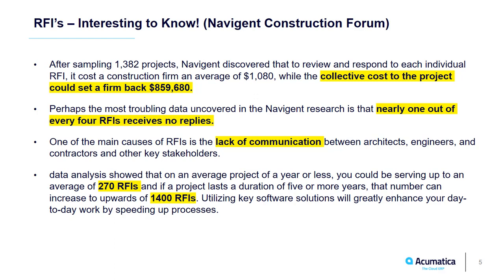Data analysis showed that on an average project of a year or less, you could be serving up to an average of 270 RFIs. And if a project lasts a duration of 5 or more years, that number can increase to upwards of 1,400 RFIs. RFIs can be quite costly and impactful to a project. Utilizing key software solutions such as Acumatica will greatly enhance your ability to speed up and disposition RFIs.